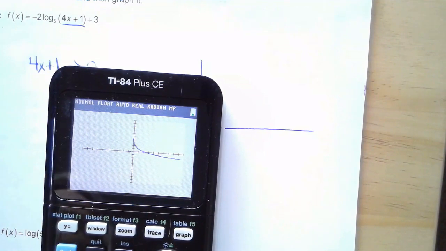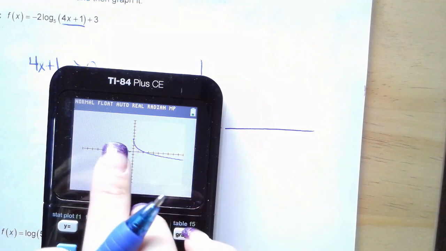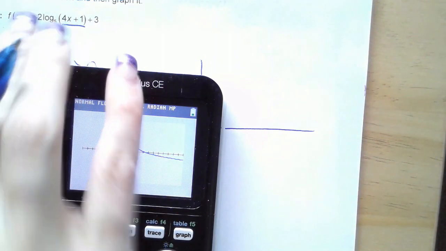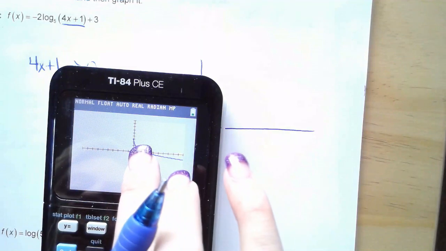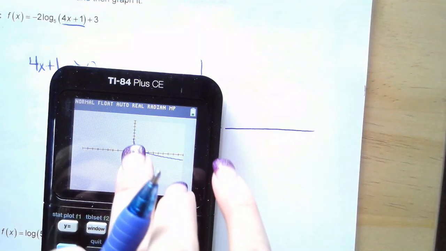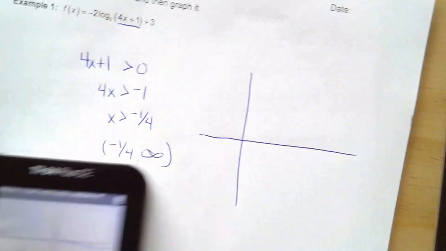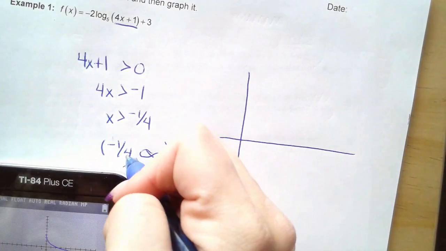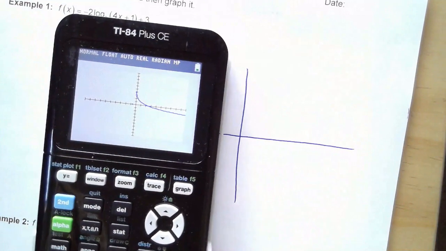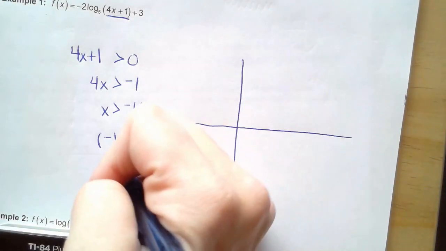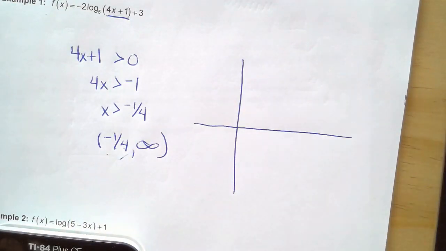Alright, well this makes sense too, because if you remember correctly, a negative out front is going to flip it, so that's really nice. I bet you that that asymptote right there is at -1/4. And truthfully, that is where we find it. I mean, look back at the example, guys.